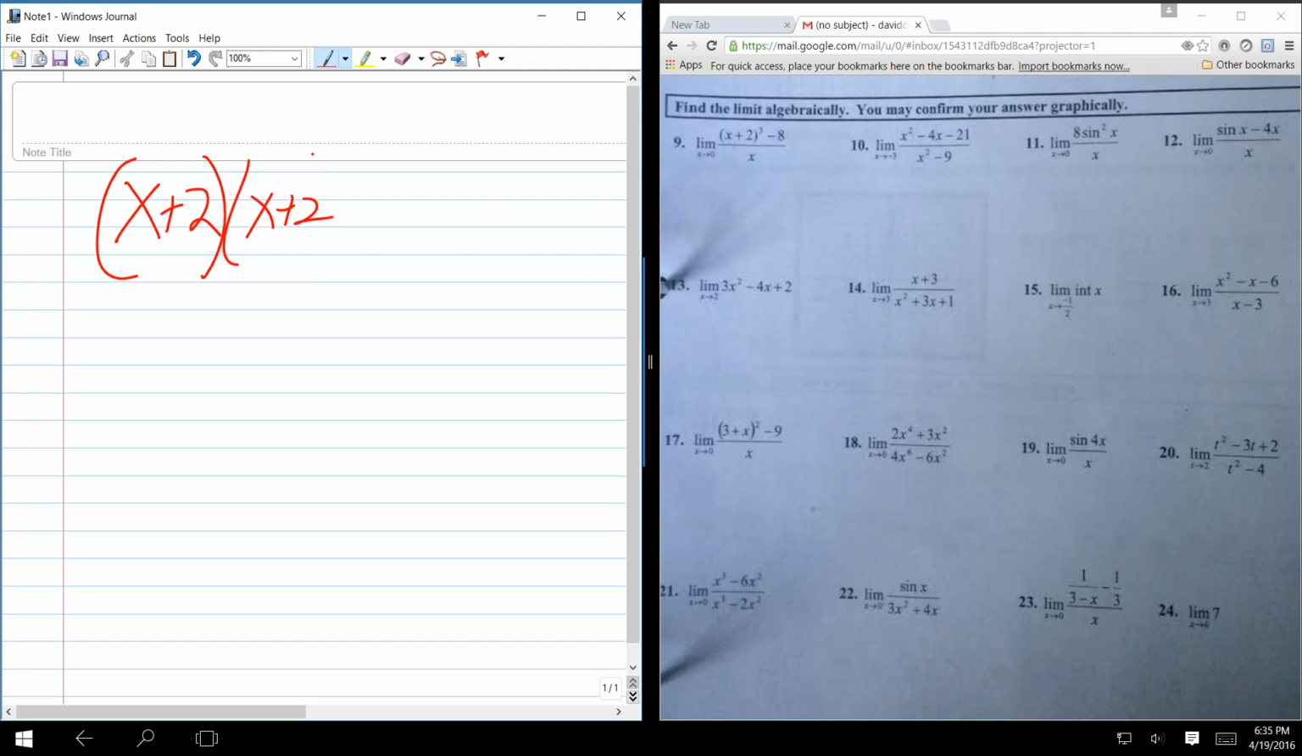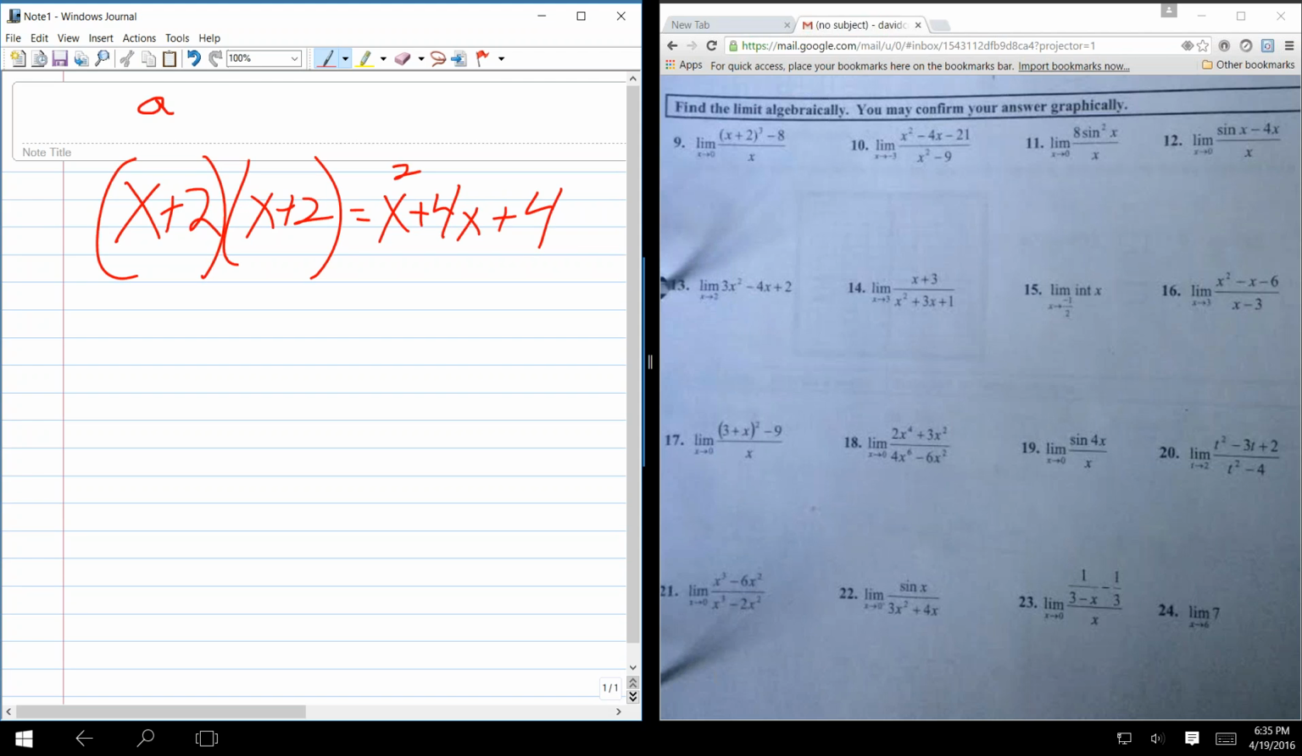What is that term? X squared plus 2x will be 4x. Plus 4x. You know, this is not a bad thing to memorize.